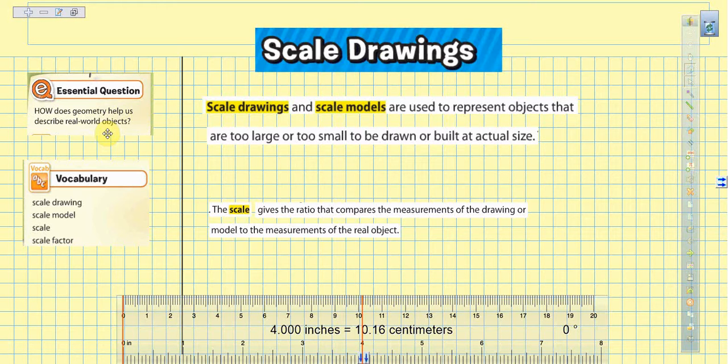A scale drawing and scale models are used to represent objects that are too large or too small to be drawn or built at actual size. The scale gives the ratio that compares the measurements of the drawing or model to the measurements of the real object. So you might see things like scale models of cars, of houses. It's the actual house, just smaller, and it's built to scale. So you might see that scale on the box of that scale model or scale drawings, or in some cases a map.